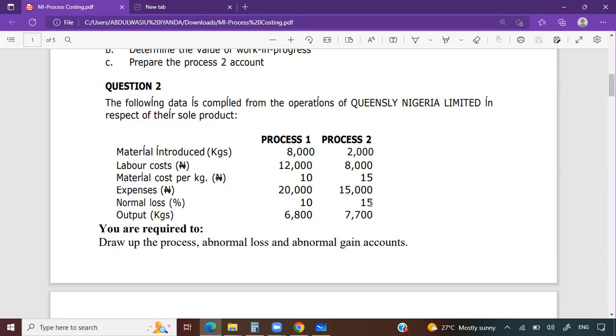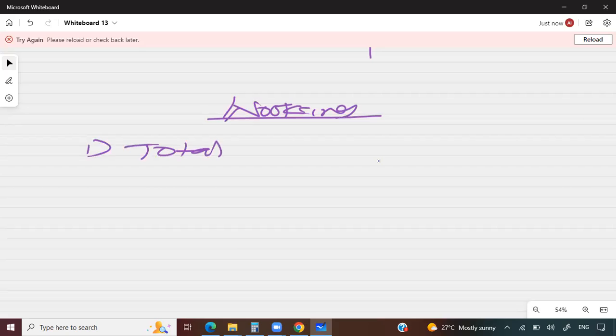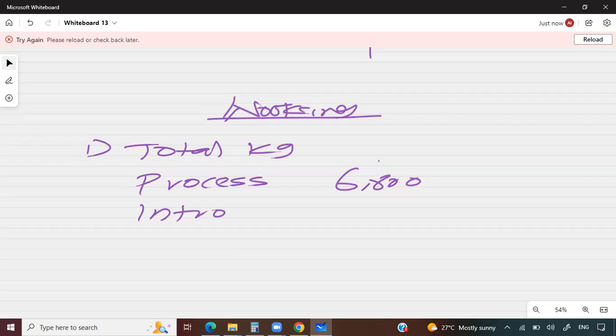Then what is the total? Let's do it this way so that everybody understands. Total kg: process 1 is bringing 6,800, then we introduce 2,000, so now we have 8,800.